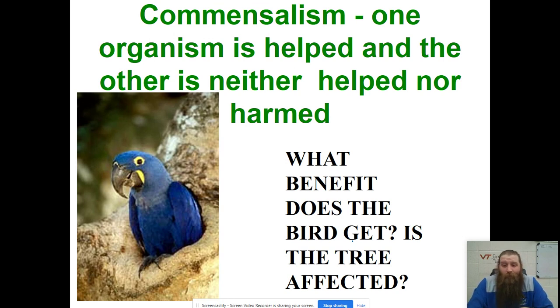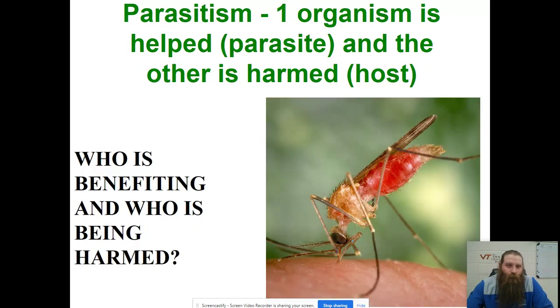Is the tree affected at all? No. The tree doesn't know the bird's there. Nothing the bird's doing is going to mess with the tree. The bark has healed over this hole. The tree doesn't even know it's there. So this is commensalism. One organism is helped. The other doesn't even know what's going on.